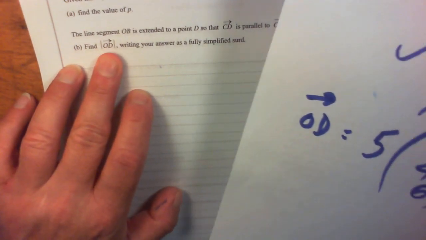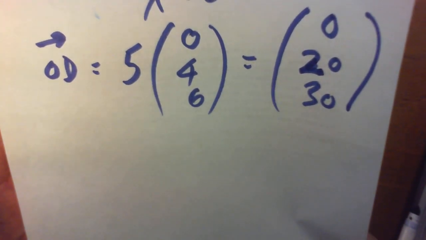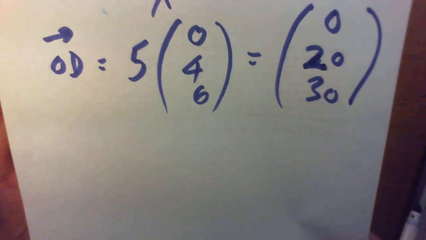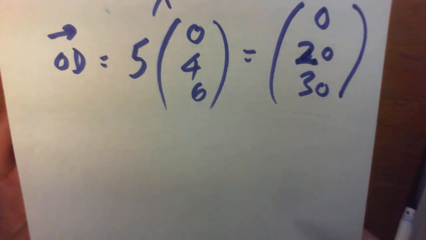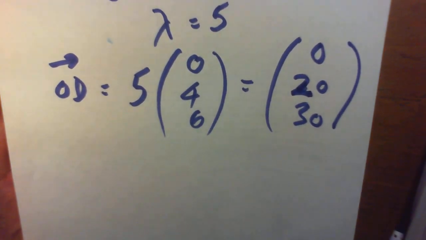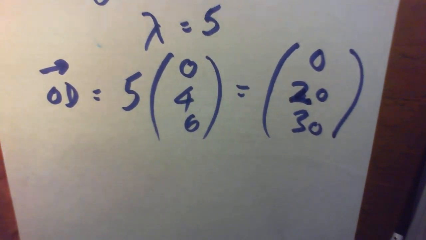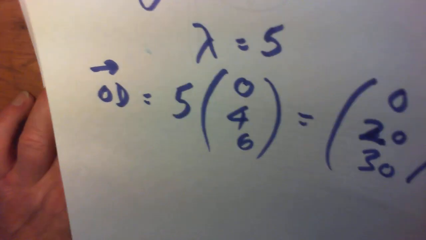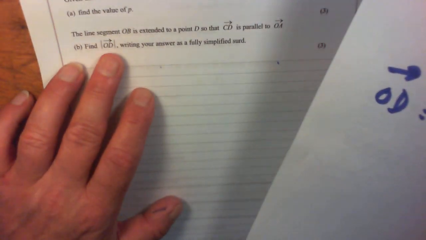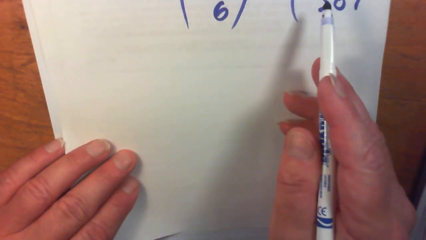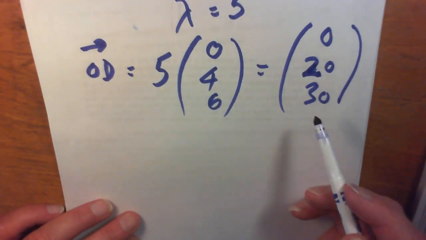Again, the question asks, find that. Now, a small number of people, but a marked number of people, just stopped there, under the idea that was what was being asked. But that says find the magnitude of OD. So to find the magnitude of this, you need to use Pythagoras.